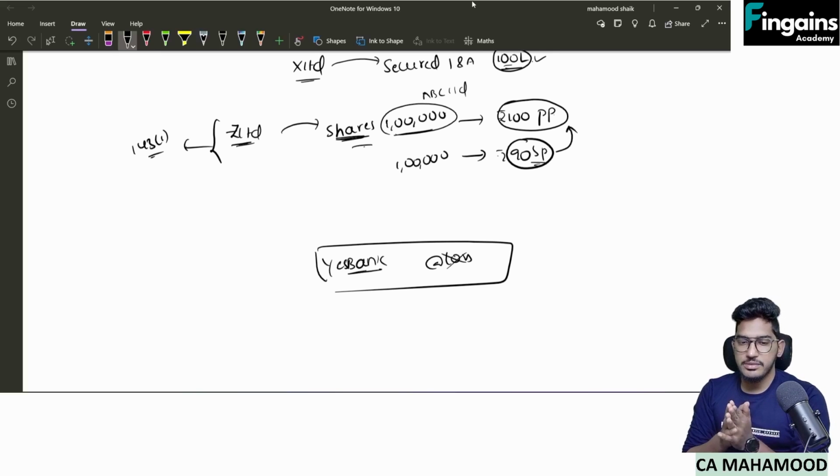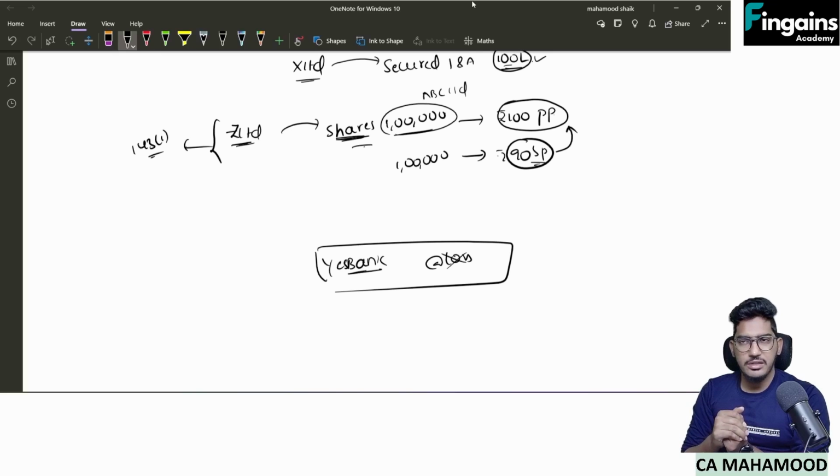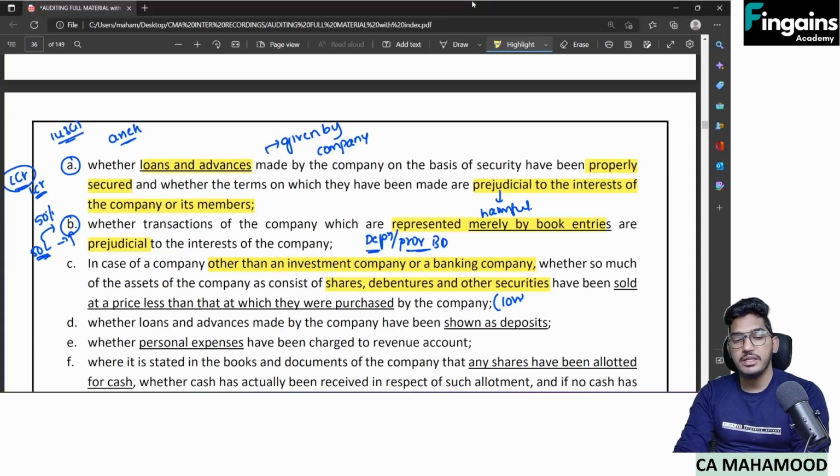The logic here is, for investment companies and banking companies, it is a normal course of business to sell the shares. It is a day to day activity for them. So it is quite common, it is their regular business to sell the shares at a price less than purchase price. That's why this particular reporting requirement is not applicable for banking companies and investment companies. That is what C point is about.